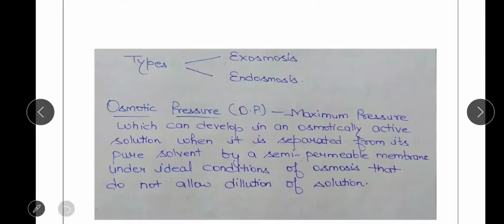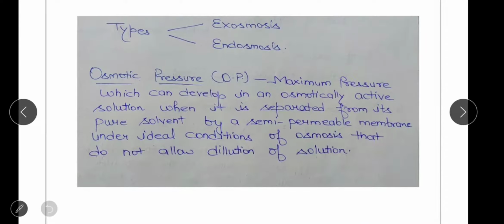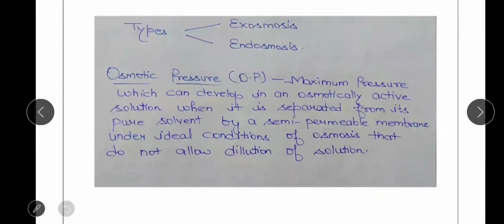Osmotic pressure, which is also represented as the OP. So this is the maximum pressure which can develop in an osmotically active solution when it is separated from its pure solvent by means of a semi-permeable membrane under ideal condition of osmosis that do not allow the dilution of the solution. That means the pressure that develops in an osmotically active solution when it is separated from its pure solvent.